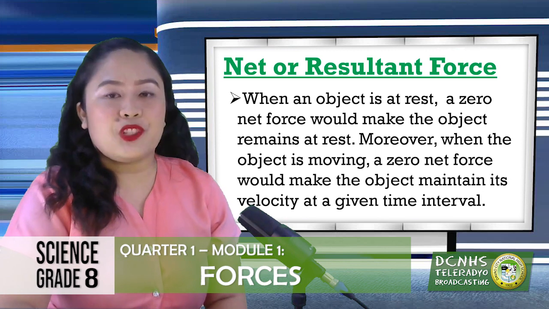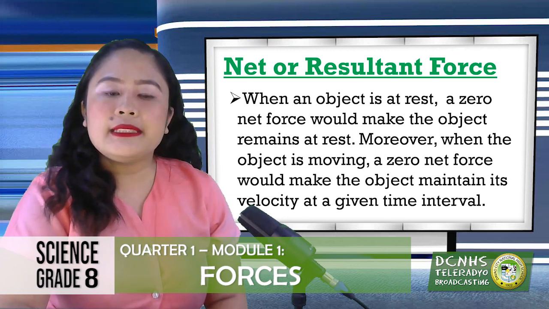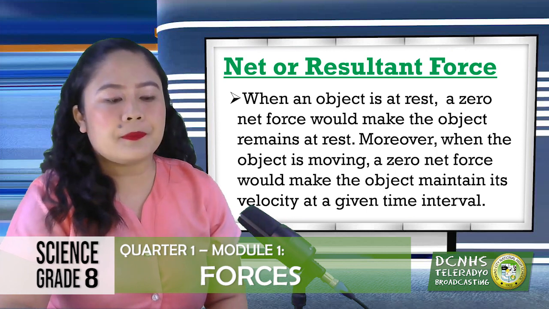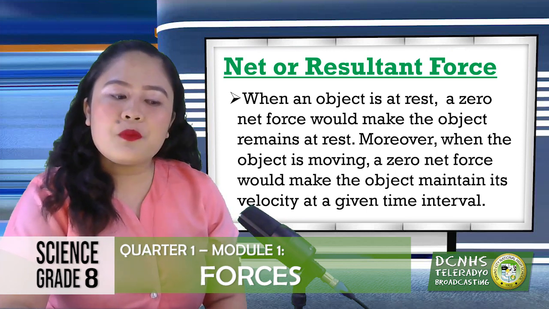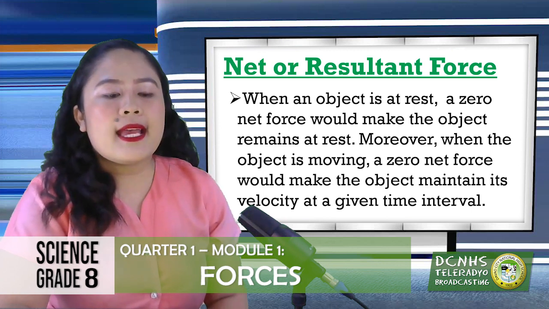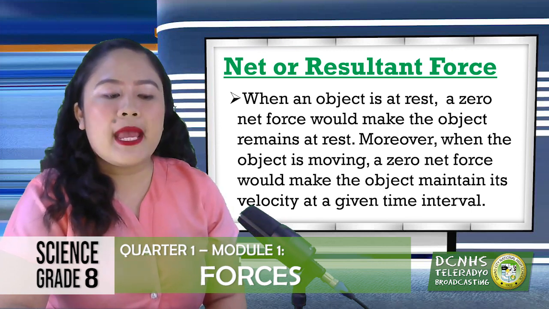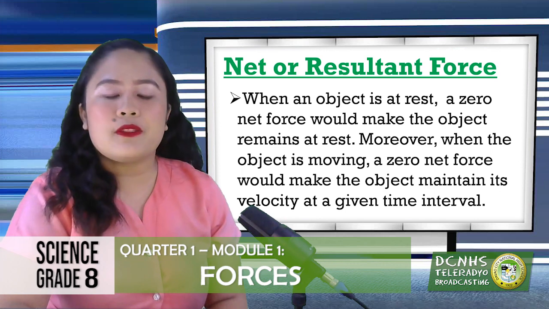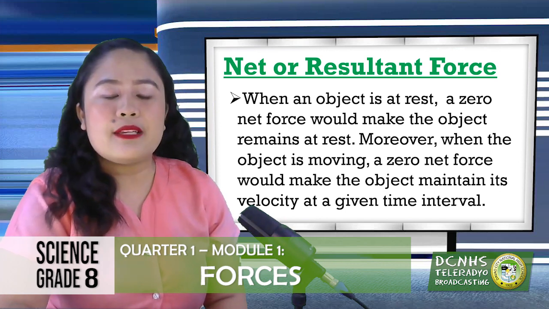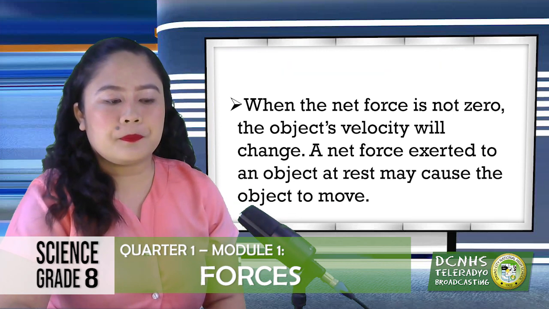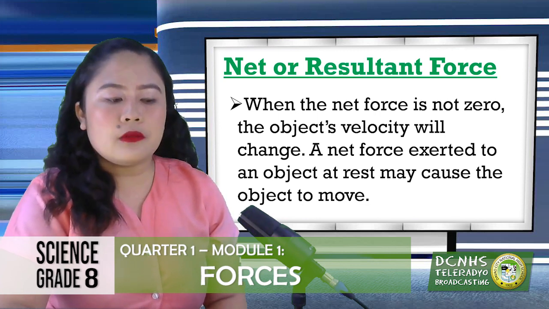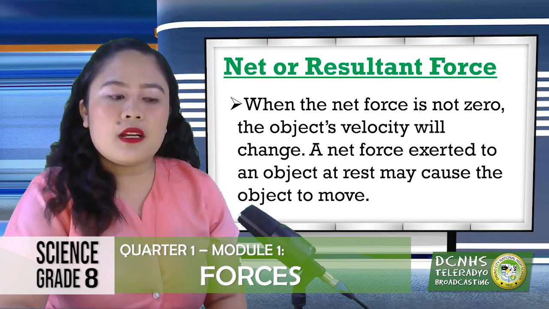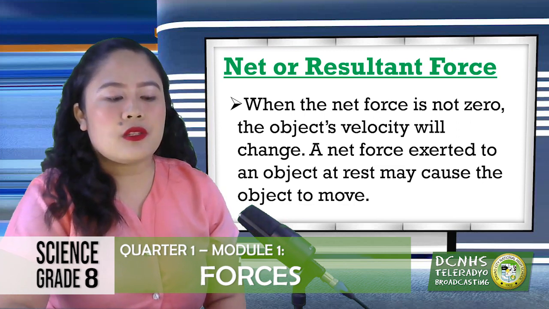When an object is at rest, a zero net force would make the object remain at rest. Moreover, when the object is moving, a zero net force would make the object maintain its velocity at a given time interval. When the net force is not zero, the object's velocity will change.